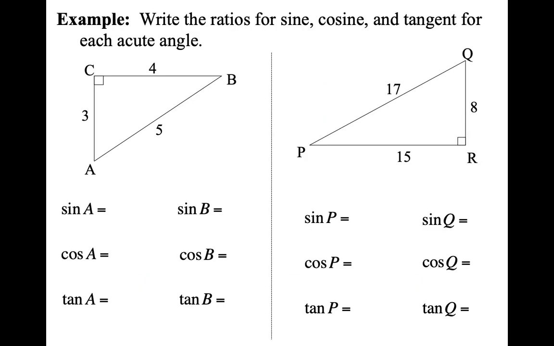Okay, so let's take a look at these two examples. Our first triangle is triangle ABC. And so here we're going to write the ratios for sine, cosine, and tangent for each acute angle. In the problem you can see sine, cosine, and tangent written out. When we look at the abbreviations, we don't say "sin" and "cos", but we do say "tan", and that's okay. We do say sine and cosine.